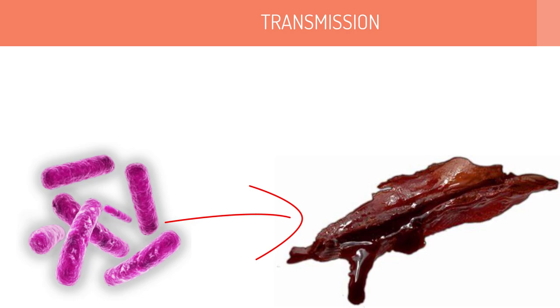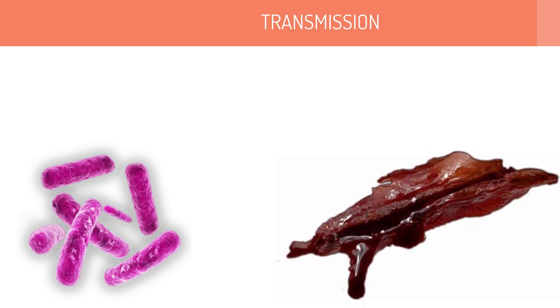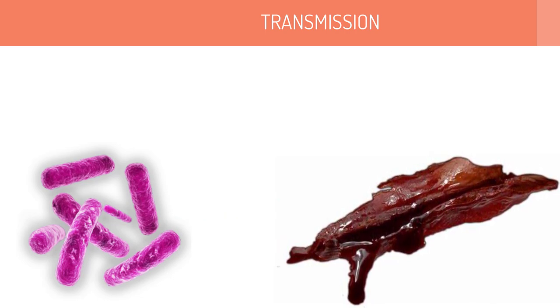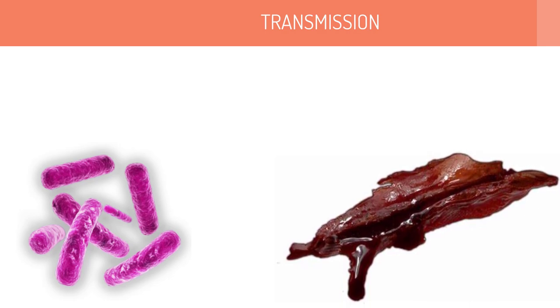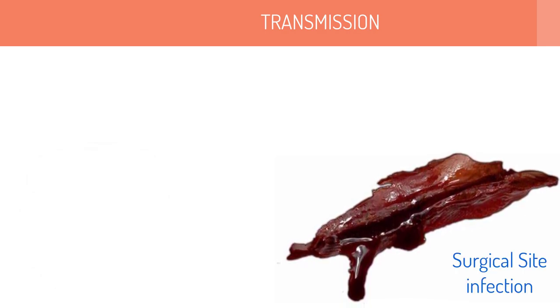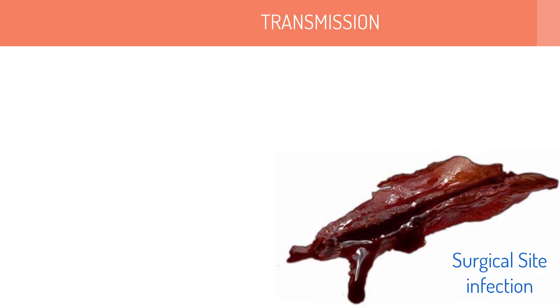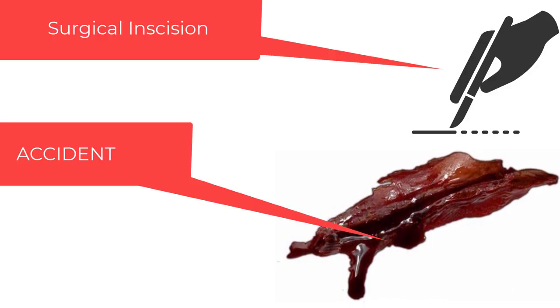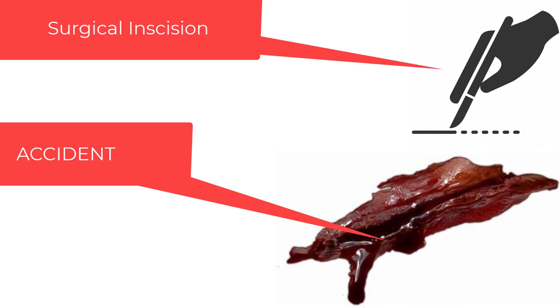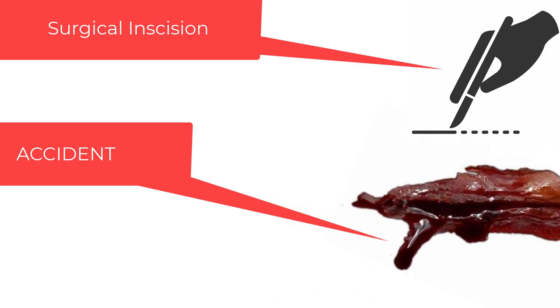See, these wounds are easily contaminated by microorganisms, and this condition is called a wound infection or a surgical site infection. Since there are two ways that you get a wound, it's either by an accident or if your doctor cuts up any of your tissues for a surgical procedure, right?